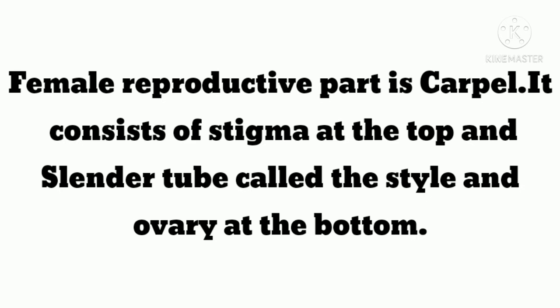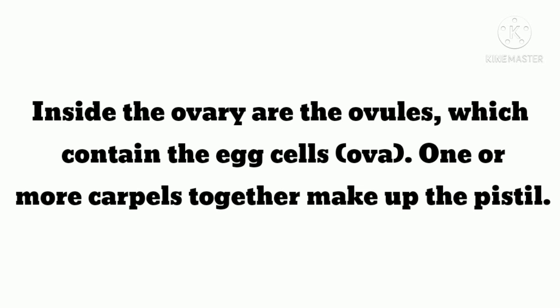Now, the female reproductive part is the carpel. It consists of the stigma at the top, the center tube called the style, and the ovary at the bottom. Inside the ovary are the ovules which contain the egg cells, ova. One or more carpels together make the pistil.